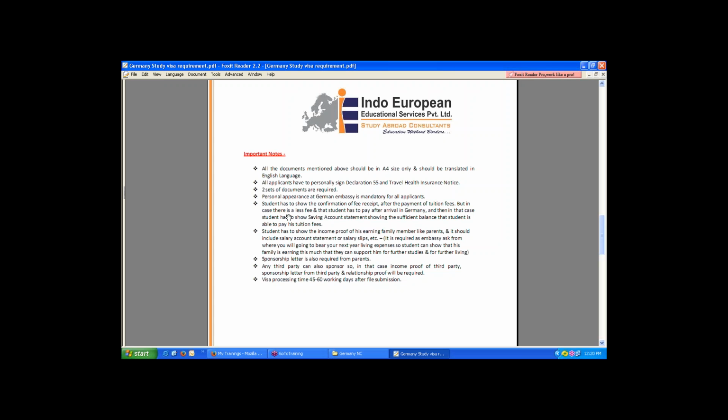But in case there is a lesser fee that the student has to pay after arrival in Germany, then in this case the student has to show a savings account statement showing sufficient balance, so that the student is also able to pay his tuition fees later on. In case the student is getting any kind of sponsorship or scholarship from the university, supporting documents are required.